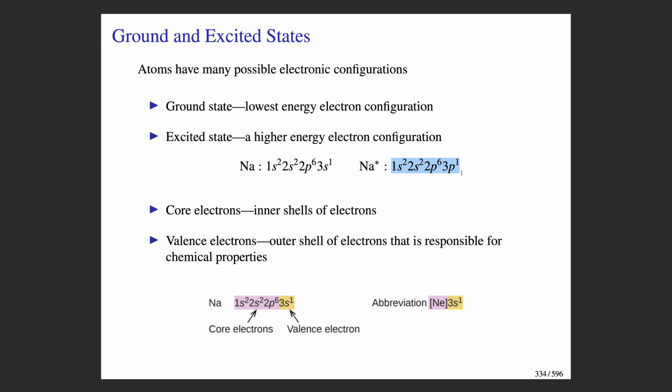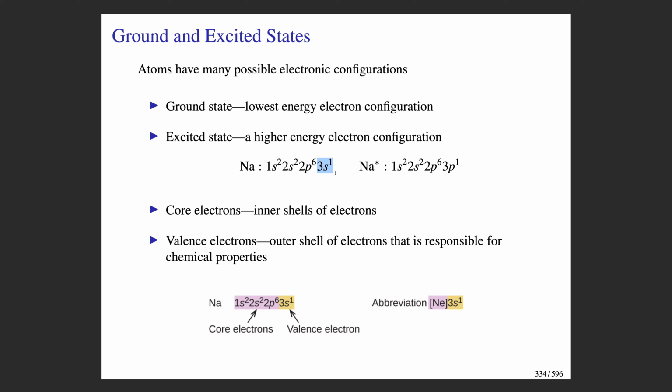That's all. We make a distinction between so-called core electrons and valence electrons. Core electrons correspond to these inner shells of electrons that are typically filled in an electron configuration. So the core electrons of sodium are the 1s electrons, the 2s electrons, and the 2p electrons. The valence electrons are the electrons that are in the outermost shell of the atom. And these electrons are important because they are the ones responsible for determining the chemical properties of atoms.